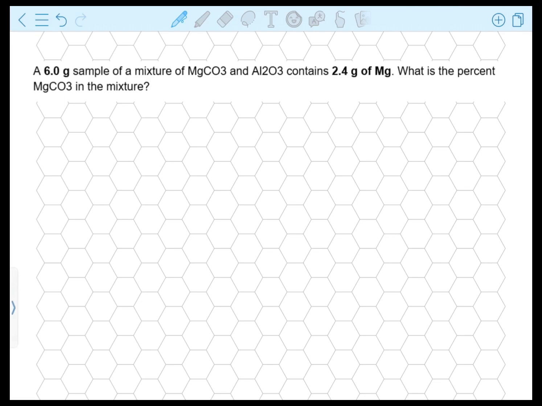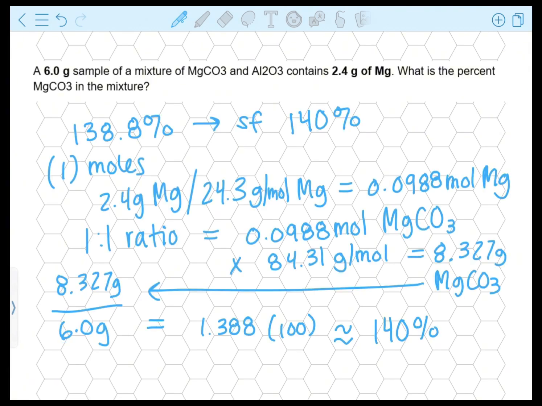Alright, so here's a similar problem. I want you to pause the video and try this on your own. So here we have a 6-gram sample of a mixture of magnesium carbonate and aluminum oxide, and it contains 2.4 grams of magnesium. What percent of magnesium carbonate is in the mixture? So the correct answer would be 138.8%, but since there's only 2 sig figs, it would be 140%.